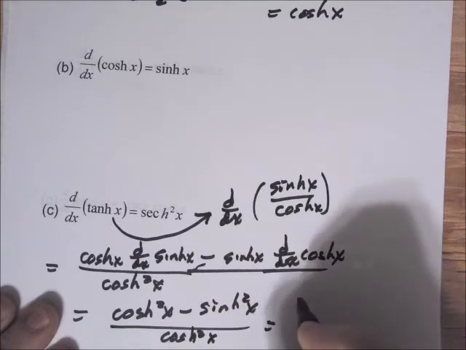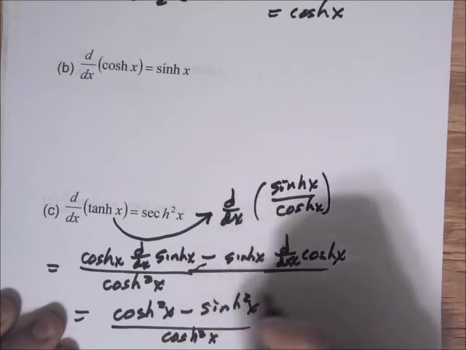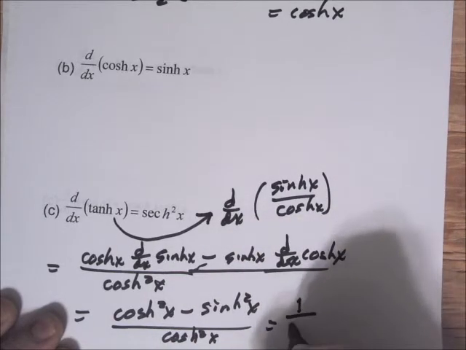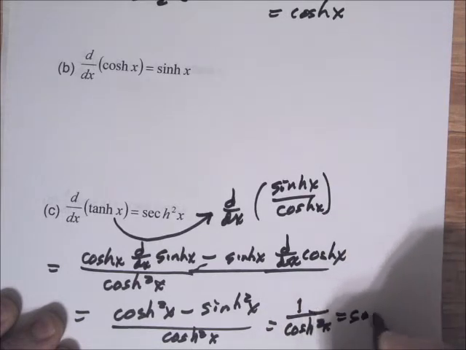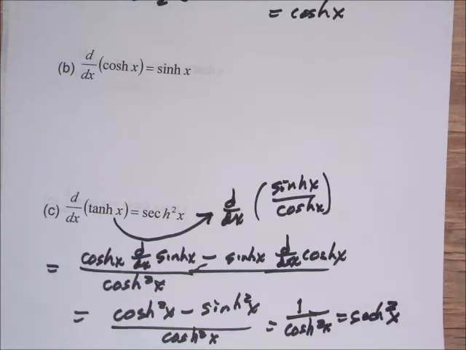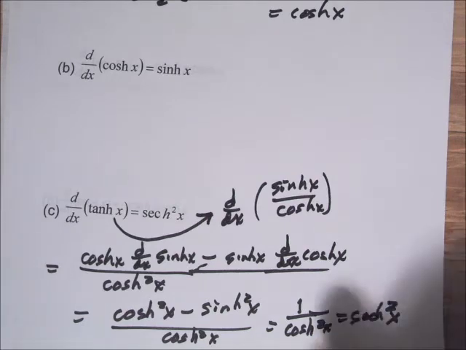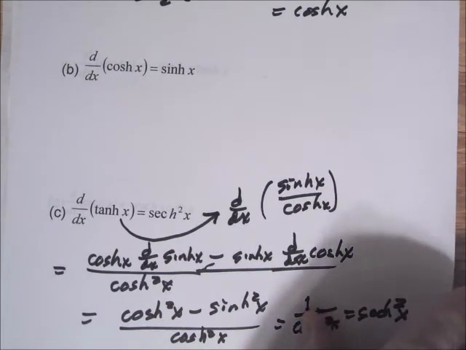And cosh squared minus sinh squared is 1. That's one of the identities. So you have 1 over cosh squared x, which is equal to the hyperbolic secant squared x. So the derivation of these shortcuts is fairly straightforward.